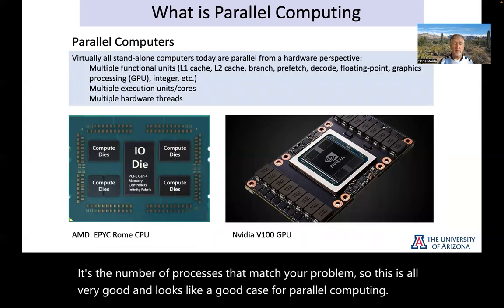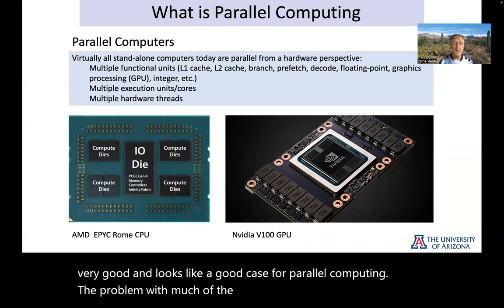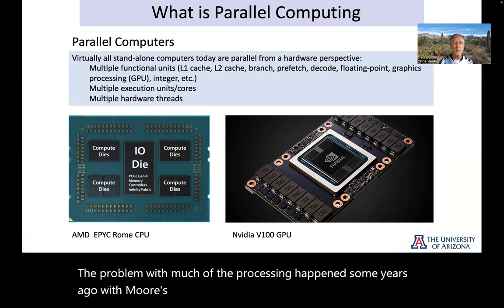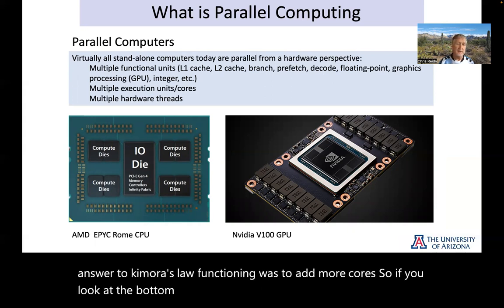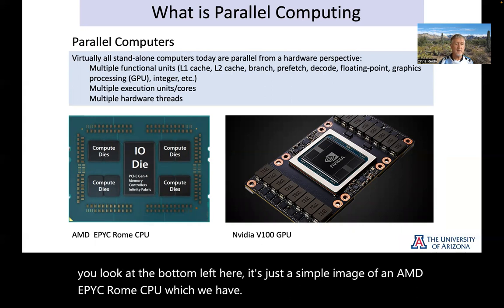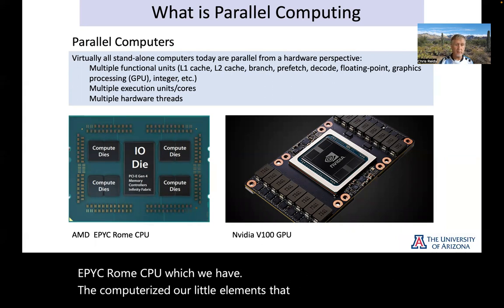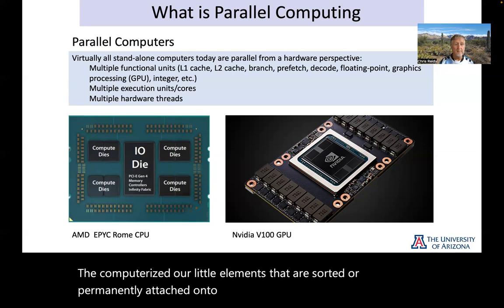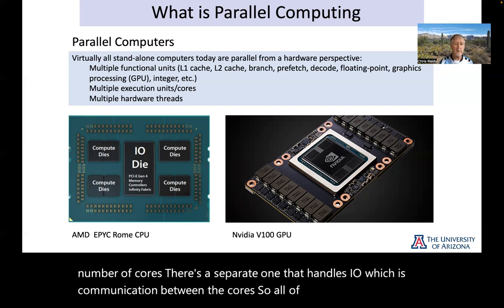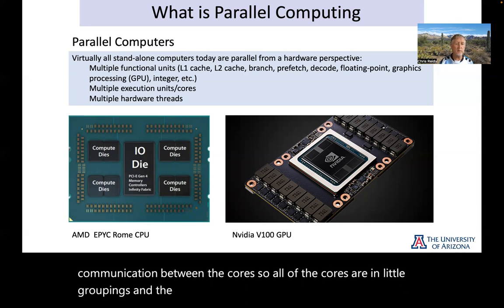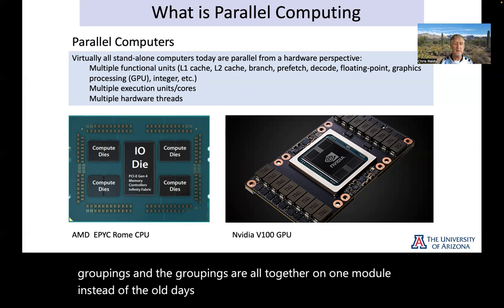The problem with much of the processing happened some years ago with Moore's law. The single core just got too hot. So the answer to keep Moore's law functioning was to add more cores. At the bottom left is a simple image of an AMD EPYC Rome CPU, which we have. The compute dies are little elements permanently attached onto that green board, and they comprise a number of cores. There's a separate one that handles I/O, which is communication between the cores. So all of the cores are in little groupings, and the groupings are all together on one module, instead of the old days where you just had one CPU core.